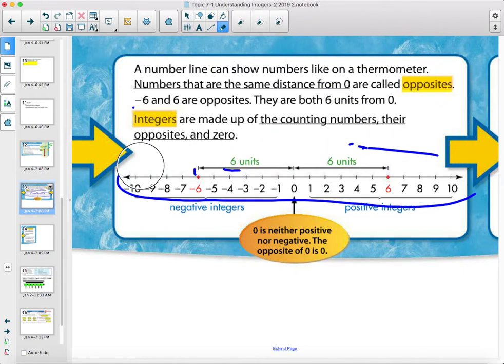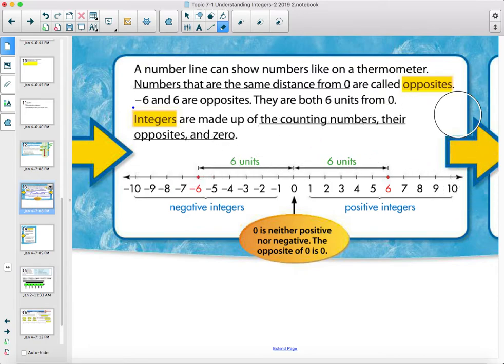Now, 0 is neither positive or negative. The opposite of 0 is 0. I know that doesn't sound reasonable because 0 is neither positive or negative, but the opposite of 0 is considered to be 0. That's just one of those math rules.